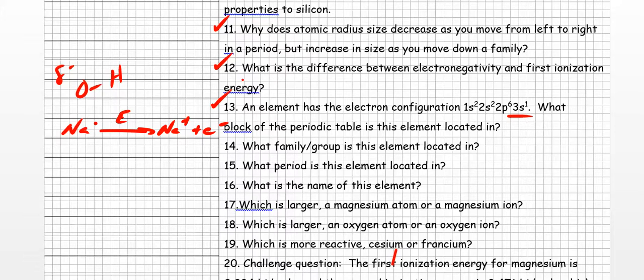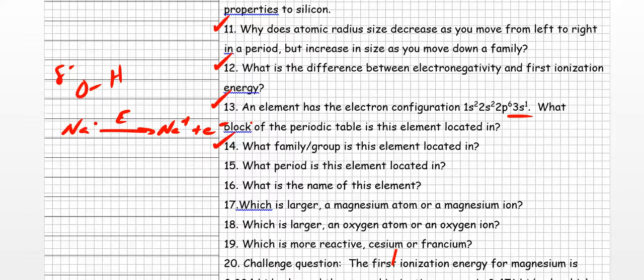That's number 13. Number 14, what family or group is this element located in? Well, look to the last main energy level. It's 3s1, so that means it's the first of the 2 in the S block. What family or group would we call that? We would call that the alkali metals. So this is an alkali metal.